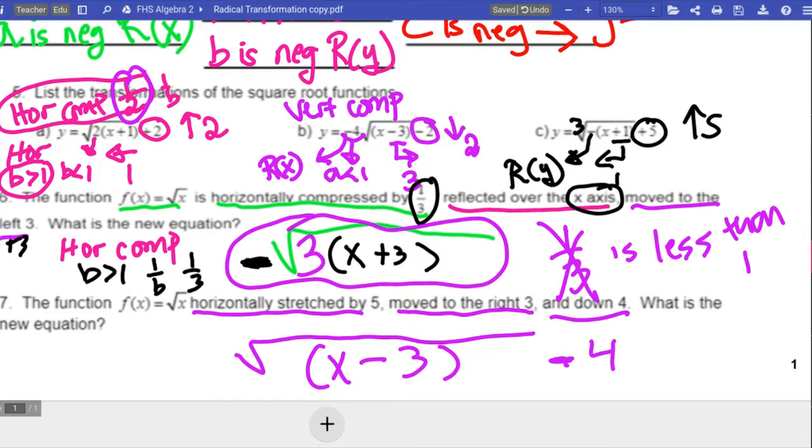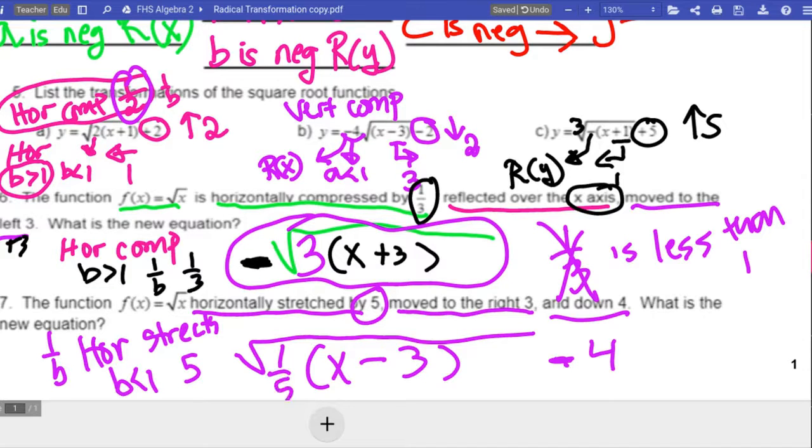And then we have a horizontal stretch. Now, horizontal stretch, that just means that the B is less than 1. I'm looking for a number less than 1. They gave me 5, right? I cannot put 5 out there. But remember, it's supposed to be 1 over the B. So you have to put 1 over 5. That's more like it. 1 over 5 is less than 1. That's it. All right. Just like that, we're done.